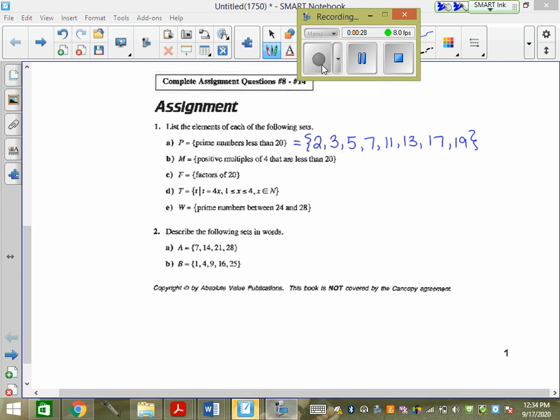F are factors of 20. So what multiplies give me 20? 1 and 20. What else? 2 and 10, and 4 and 5.